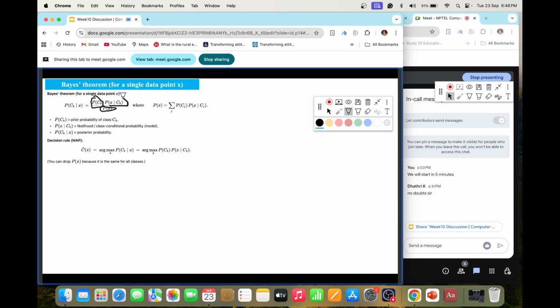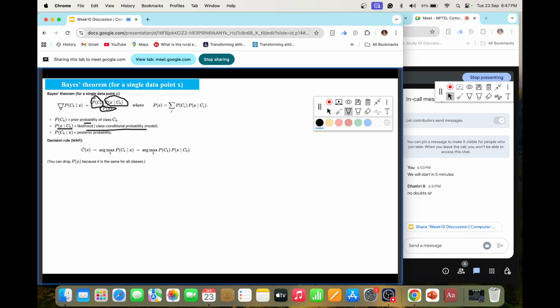What next can you calculate? You can also calculate the prior probability. P(C_k) is known as the prior probability, which is also very easy. P(x|C_k) is the likelihood or the class conditional probability. That also you can easily calculate. How? For each class you can see the number of data points, and according to the number of data points you can easily calculate this likelihood or class conditional probability.